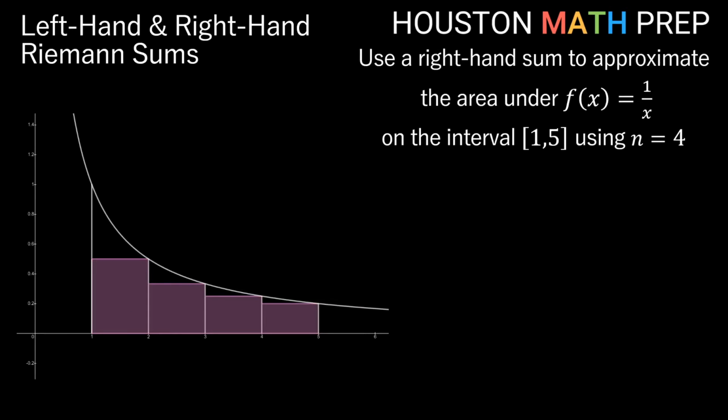Let's go ahead and work an example. We're going to use a right-hand sum to approximate the area under the function 1 over x on the interval x equals 1 to x equals 5 using 4 rectangles, and I've got my picture already drawn here.